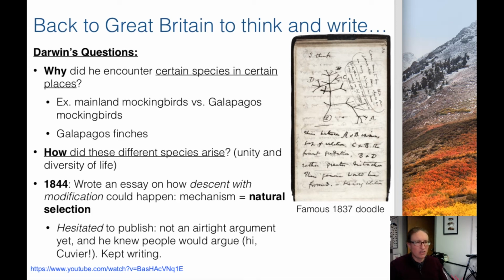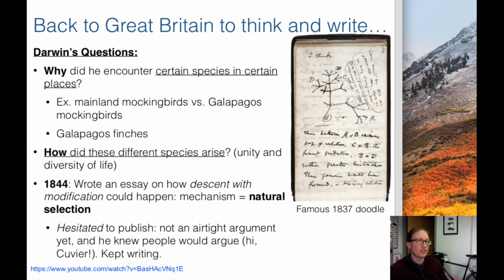Here are some of the questions that Darwin started to ponder. He really started to wonder, well, why was he encountering certain species in certain places? For example, one thing he noticed were similarities and differences between mockingbirds that were found on the mainland in South America and on the Galapagos Islands. We also often hear a lot about the finches found across the Galapagos. He paid some attention to those, but actually he was paying more attention to the mockingbirds. So why did that happen?